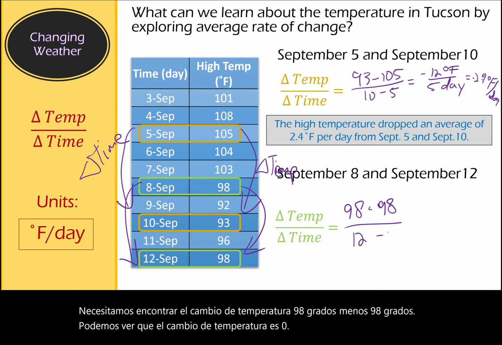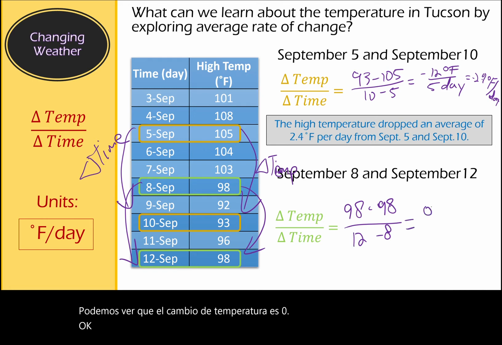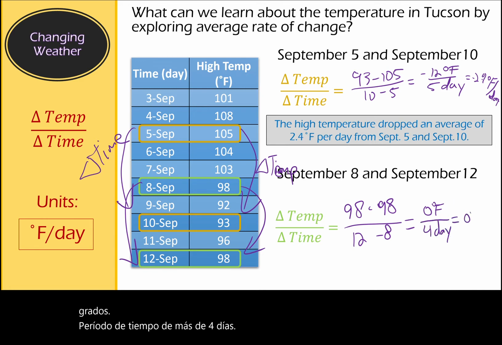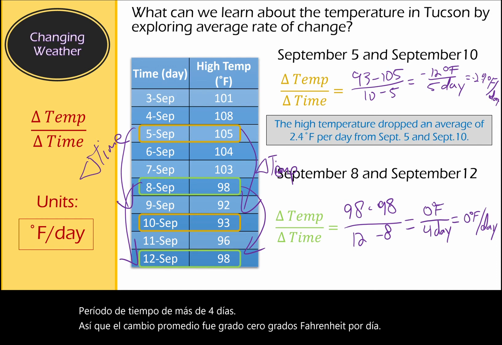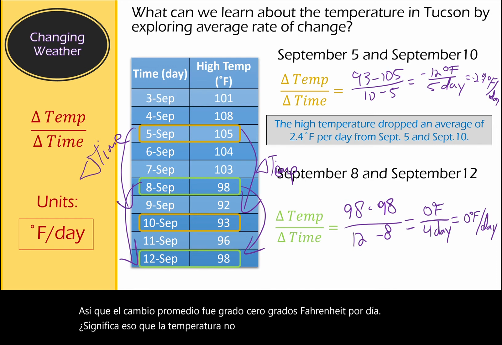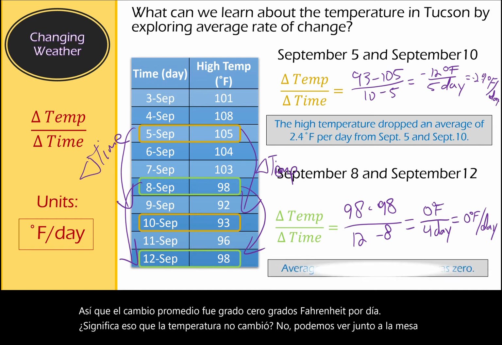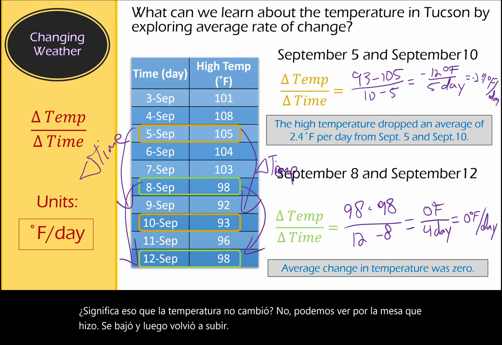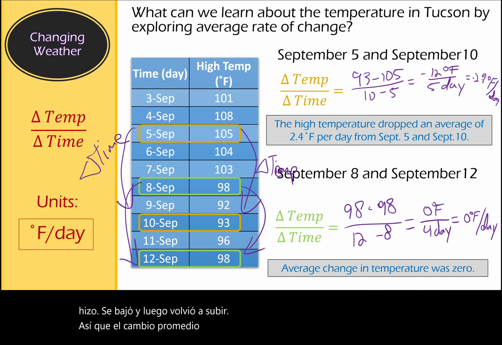Okay, 12 minus 8, that's a 4-day time period, so we have a 0-degree change over a 4-day time period. So the average change was 0 degrees Fahrenheit per day. Does that mean that the temperature didn't change? No, we can see by the table it did. It went down and then it came back up. So the average change in temperature was 0 over those 4 days.